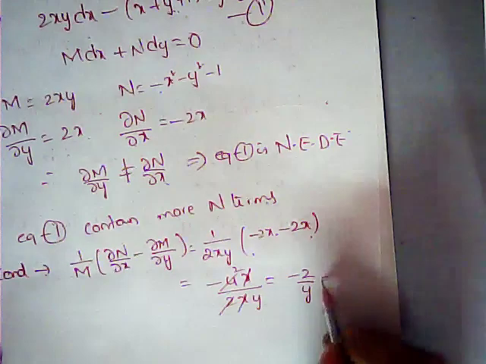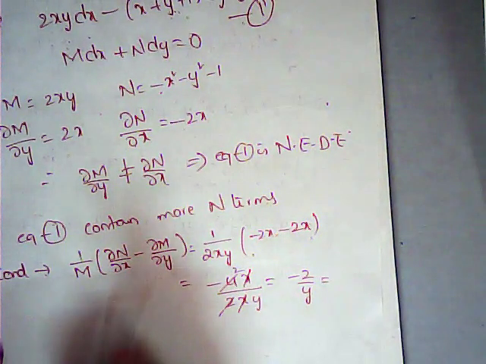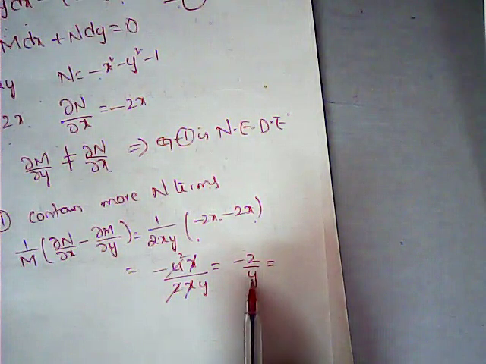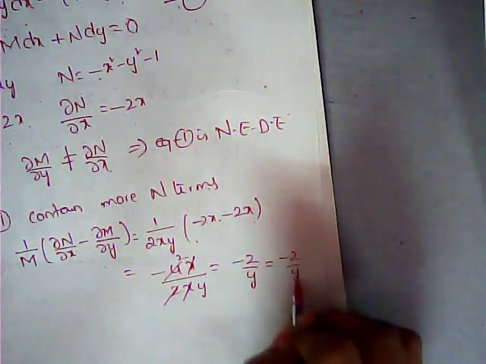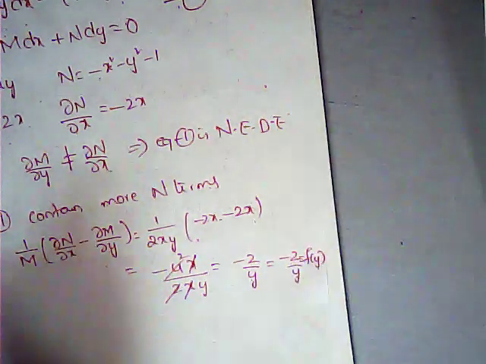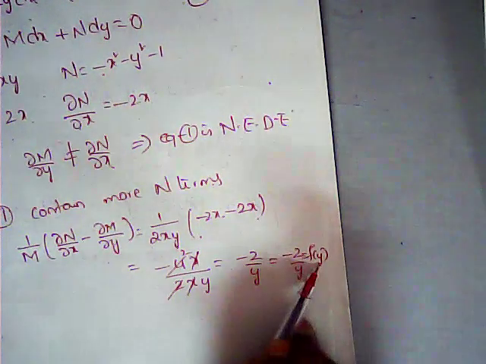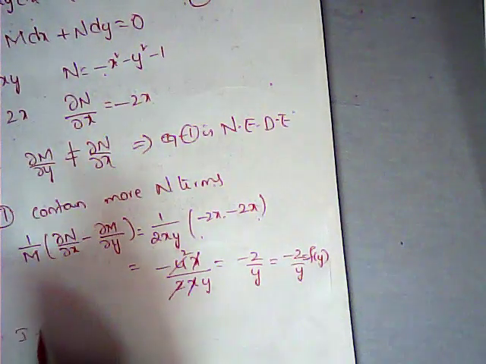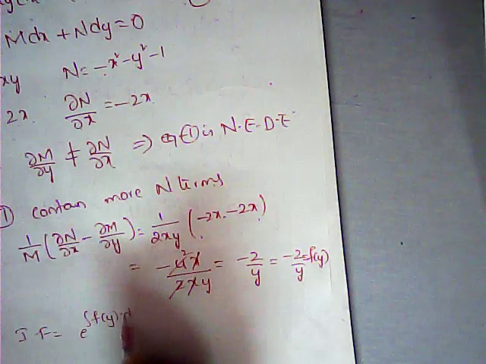Did you get the function of y here? When you are checking this condition, what I told you is that you have to get the function of y. So did you get the y term here? Yes, which is minus 2 by y, which is nothing but the function of y here, right? So when you checked the condition, you got the function of y. So the integrating factor will be e power integral f of y into dy.